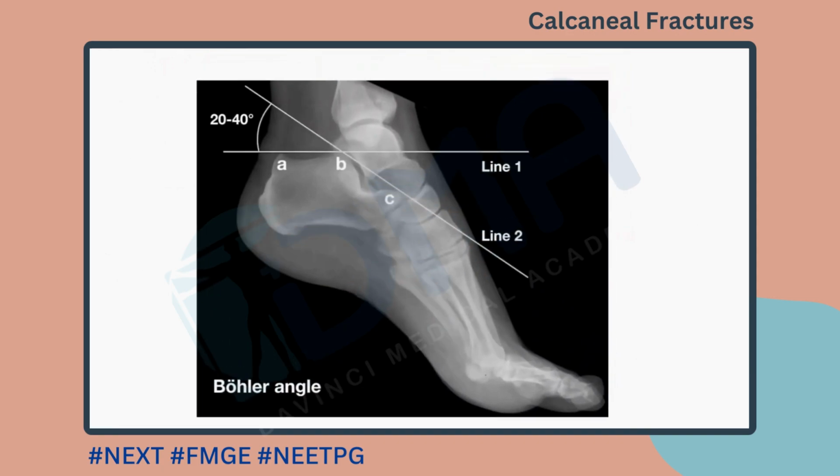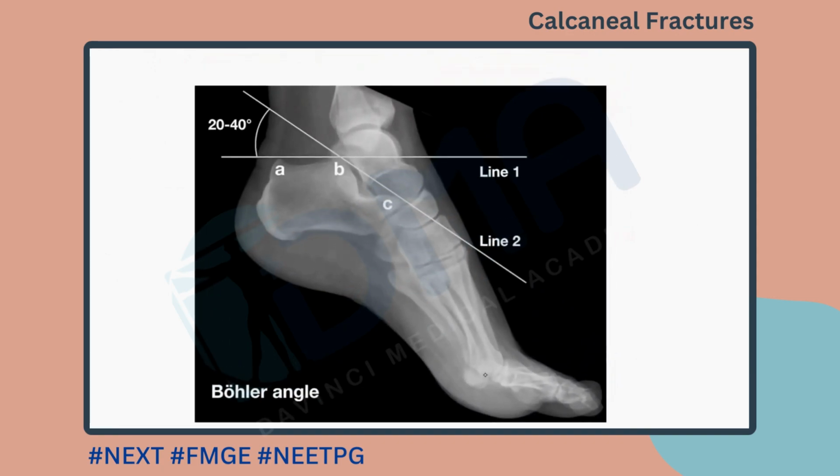Okay, you are going to draw two lines. One line along the posterior aspect of the calcaneum over its superior surface. See, this is the posterior side and this is the anterior side. Okay, clear? This surface is the superior surface, this is the inferior surface and this is the posterior surface.